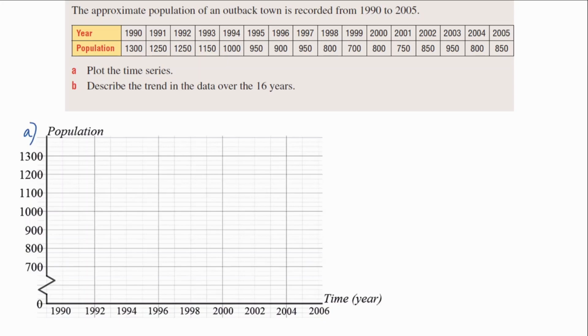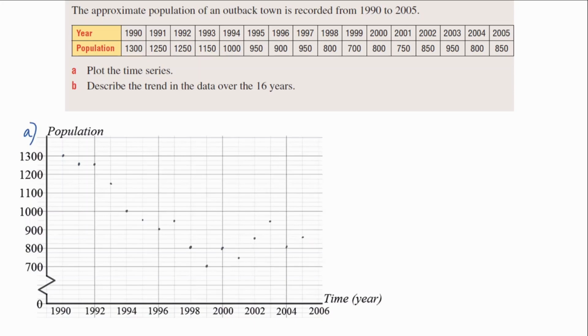So let's have a go at plotting these down. At 1990, we have 1,300 people. So our first plot is going to be right there. Our next one is at 1991. So I'm going to draw it in the next part. So 1991, it is 1,250 people. So that's going to be right there. At 1992, we've also got 1,250. So I'll draw a dot right next to it. And I think you guys get the idea. So I'll have all the dots completed right there. That's all the dots done.